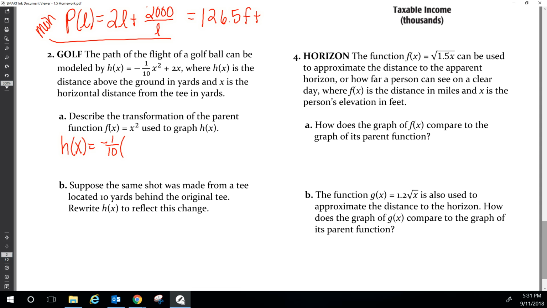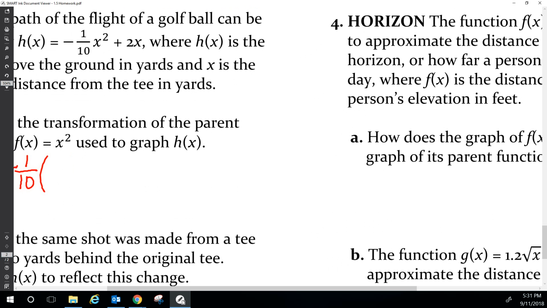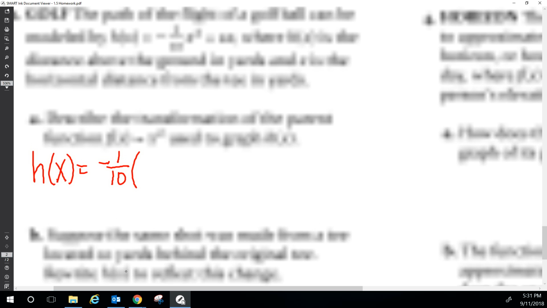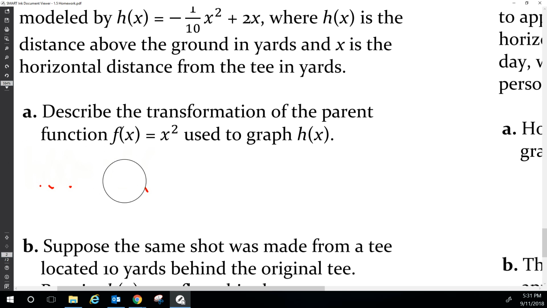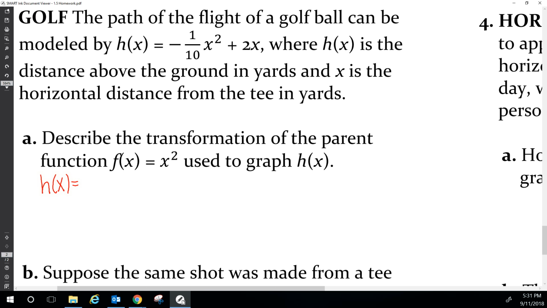You might be asking me, why, Miss Harris? Why are we doing this? You're going to have to complete the square big time later. So the more you can practice doing these small tasks now, the better it's going to help you down the line, because this completing the square part is not going to be confusing to you. It's the conic stuff that's coming up that's going to be confusing. You won't be tripped up with the completing the square. So I'm going to pull out the 1/10.